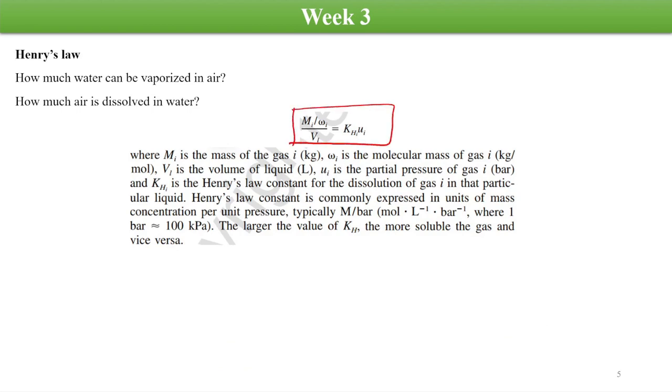Henry's law we usually express with this formulation: mi upon the volume of the liquid, the mass of the gas which is dissolved in a particular volume of liquid, will be equal to Wi Khi Ui. Khi is nothing but the Henry's law constant, and Ui is nothing but the partial pressure of the gas i. We'll be using this expression to determine how much air is dissolved in water.